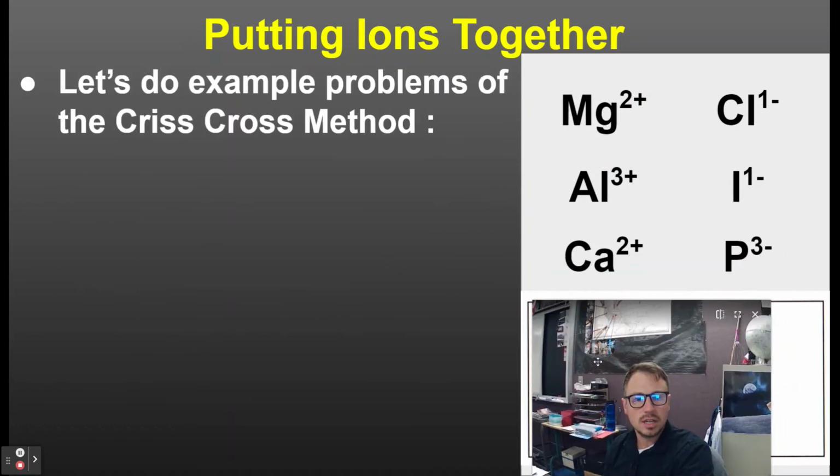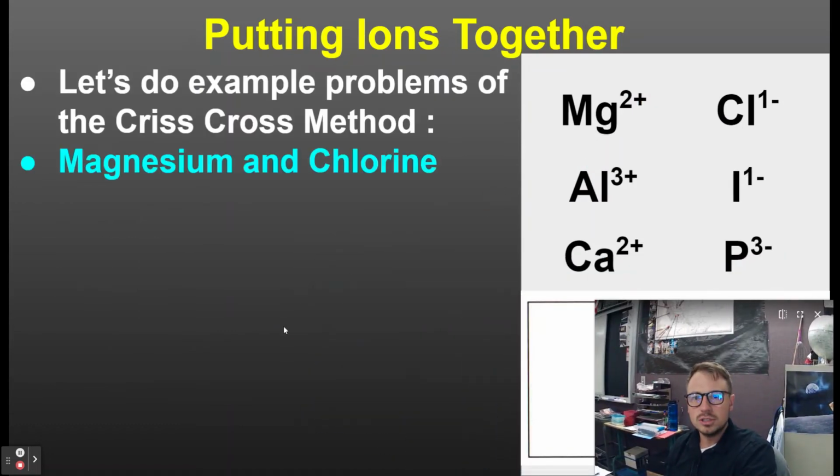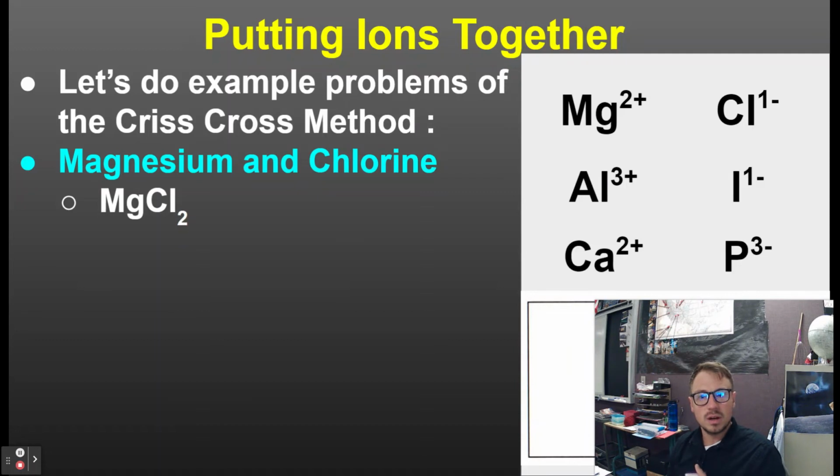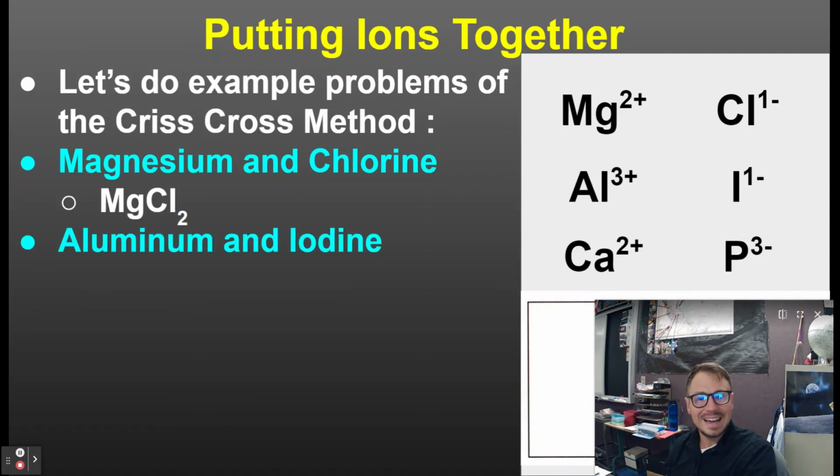So let's just take a look at some examples, right? Let's look at magnesium and chlorine. This positive 2 charge tells me I need 2 chlorines. This 1 negative charge on chlorine tells me I need 1 magnesium. So it's going to be magnesium, I do not write the subscript of 1, and chlorine 2. That's magnesium chloride.